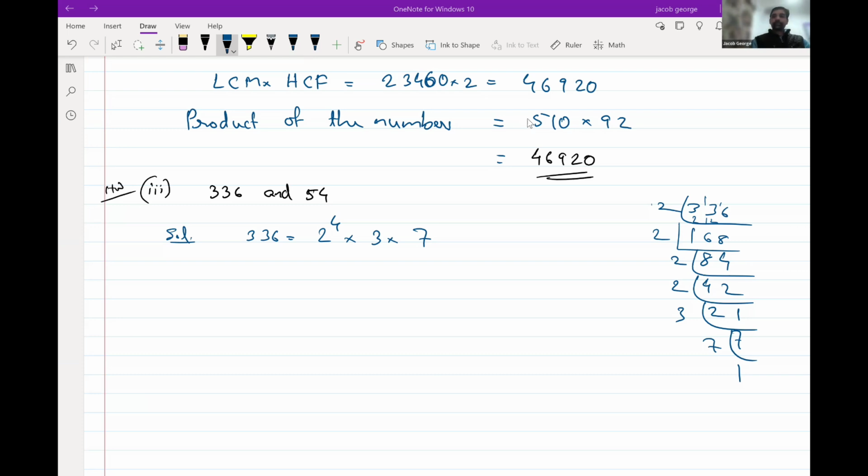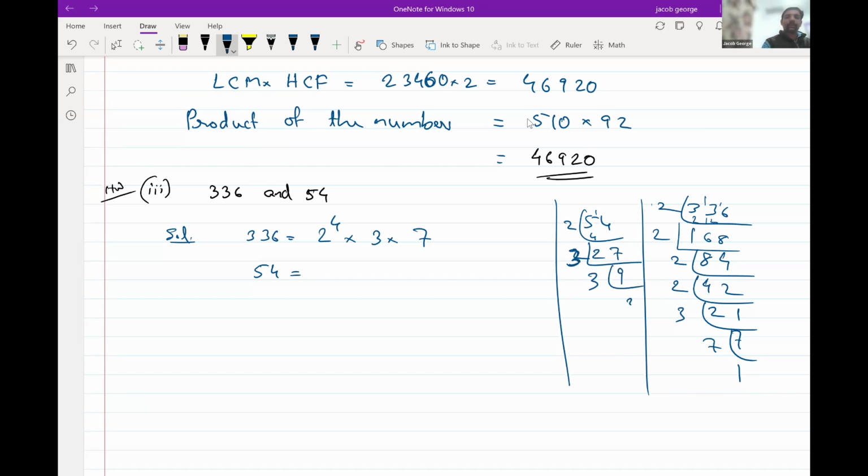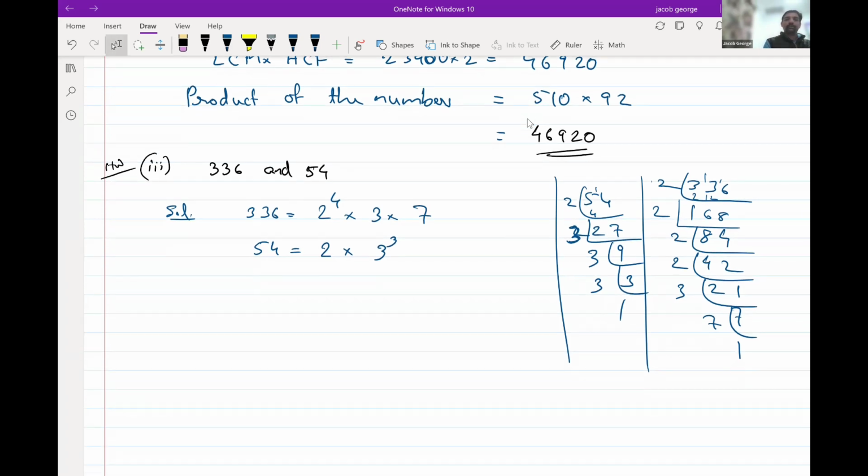Next is 54. We factorize 54. 54 is divisible by what number? By 2. So 2 2s are 4. Then 1 means 7 2s are 14. 27. So this is by 3. 9 3s are 27. By 3, 3. So we get 2 into 3 cubed. We write it exactly below 2 raised to 4. And 3 to the power what number? 3 raised to 3. Yes. Your name Benita, right? Benita got this step correct, 54.